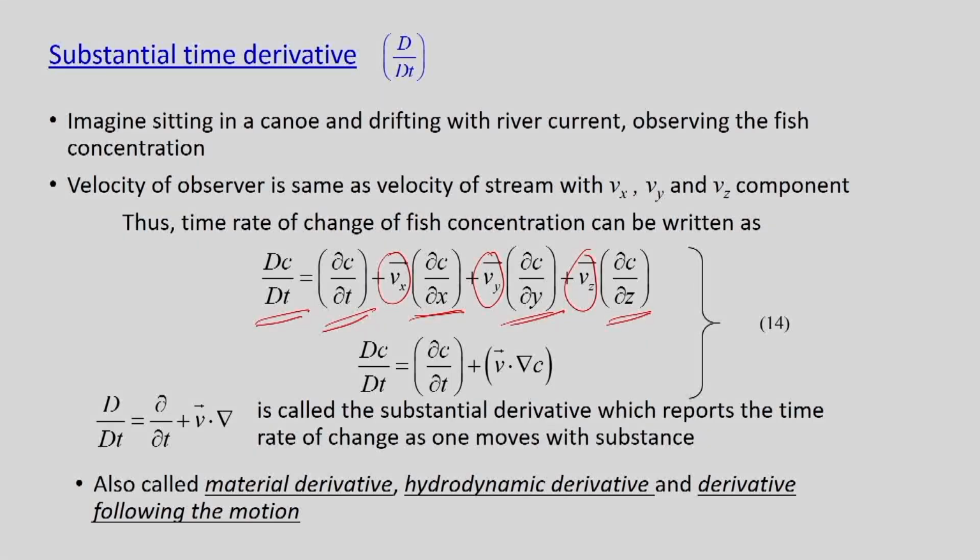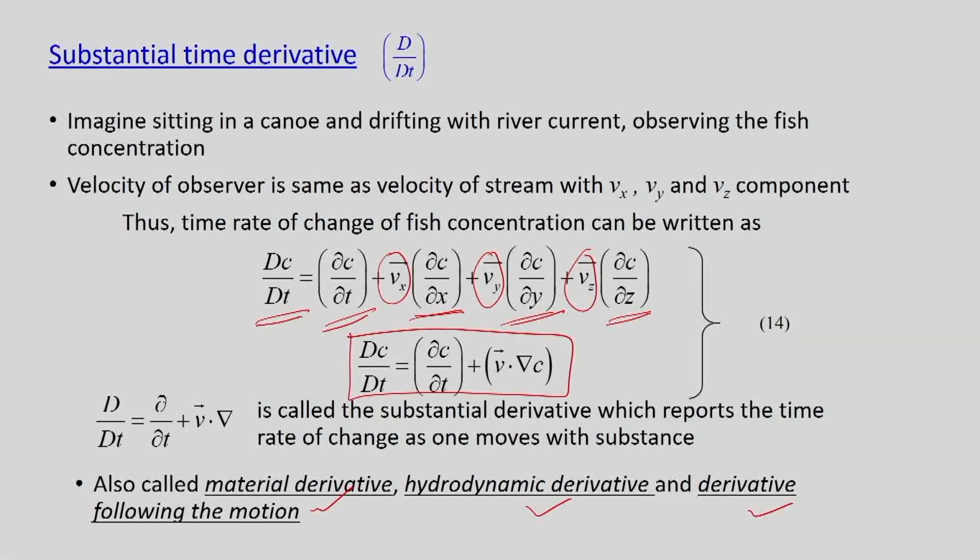substantial time derivative. In vectorial form it can be written as capital D C by capital D t is equal to partial C by partial t plus V dot del C. Since it is about the material and moves along with the material, it also has the name material derivative. It also has the hydrodynamic nature of the flow, so it is also known as the hydrodynamic derivative, and since it is moving following the motion, it is also known as the derivative following the motion. Different names are given actually.